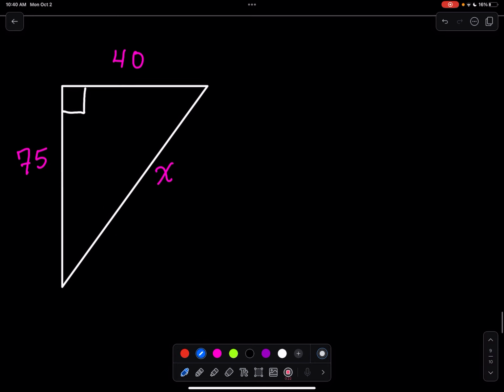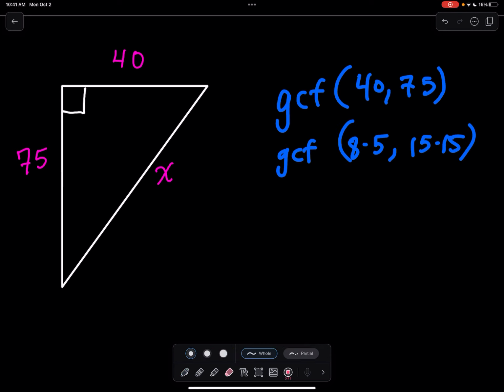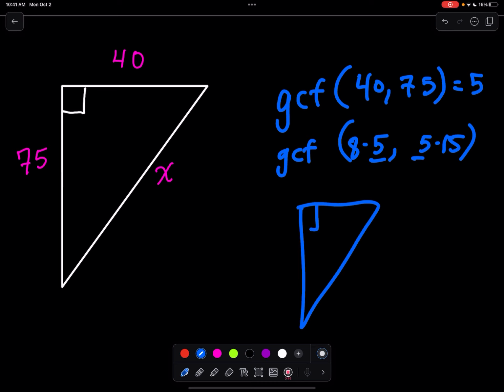So again, let's do one more. Here, our greatest common factor. It's the biggest number that goes into each of these, 40 and 75. 8 times 5 is 40. 15 times 5 is 75. So our greatest common factor is 5. So we can divide by 5. We've got 8. Divide by 5. We've got 15. Oh, this is 8, 15, 17.